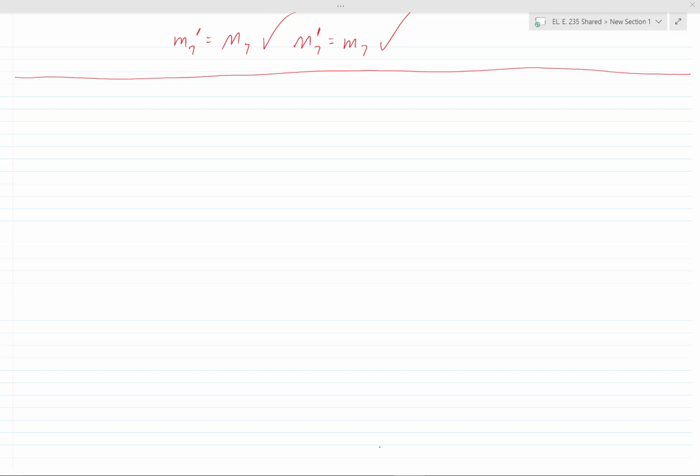So, for instance, suppose that we have F1 of x, y, z is equal to little m 3, and F2 of w, x, y, z is equal to little m 3. Are these the same function? Well, the answer is no, they are not the same function.